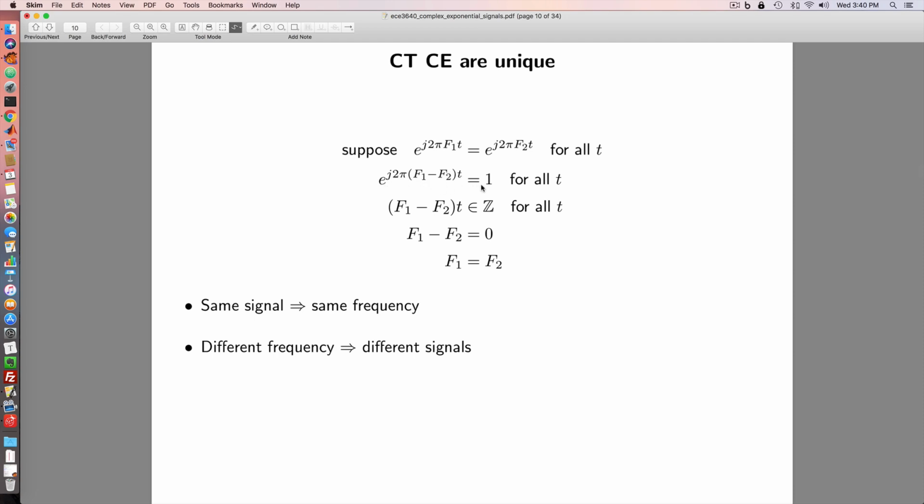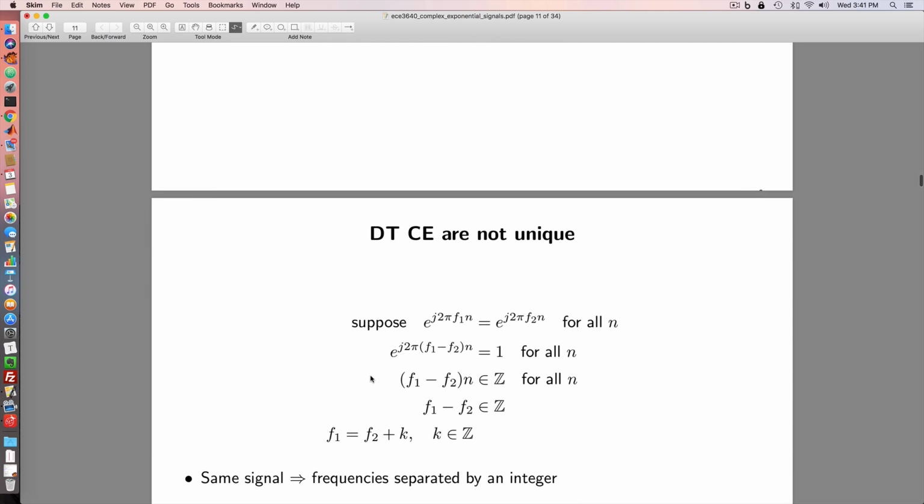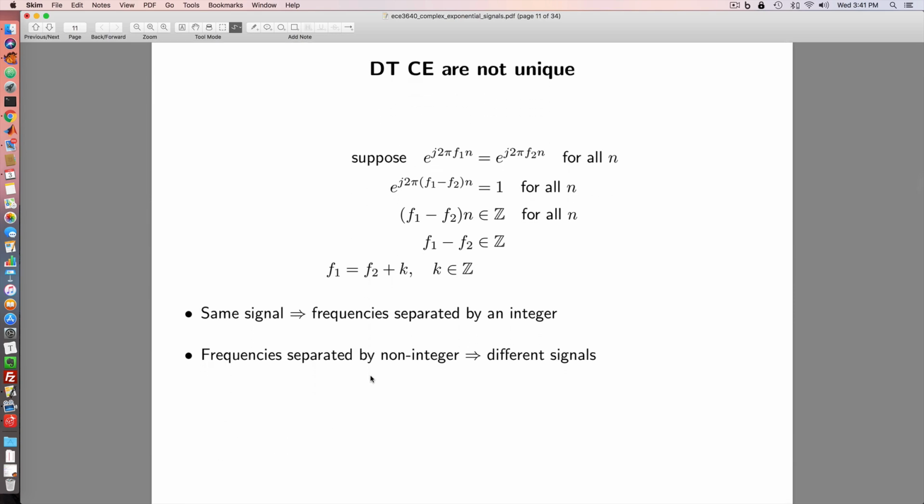This exponential will be equal to 1 for all t, provided that the argument is an integer multiple of 2 pi. Well, if we set that argument, without the 2 pi, equal to an integer, you can see that the only way this expression can be equal to an integer for all t is if f1 minus f2 is equal to 0, or in other words, f1 is equal to f2. They're the same frequency, it's the same signal. The only way you can get different signals is to use different frequencies. That's a familiar concept from continuous time, but it unfortunately does not hold in discrete time.